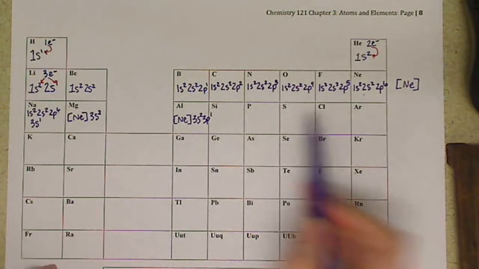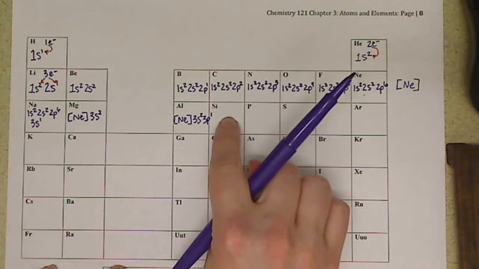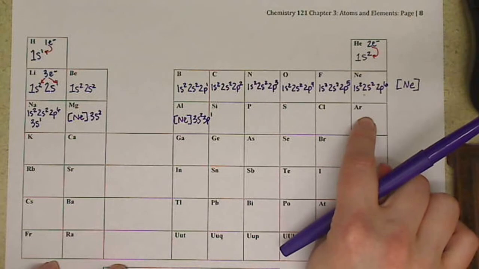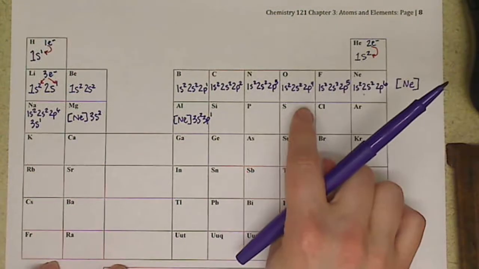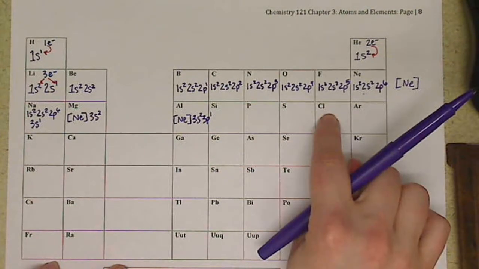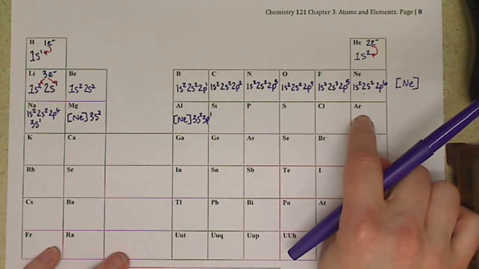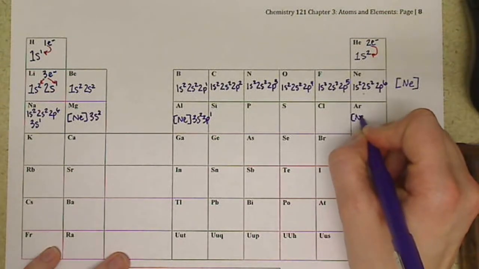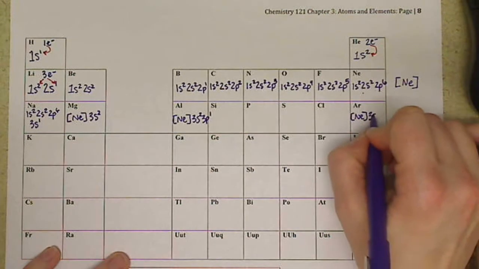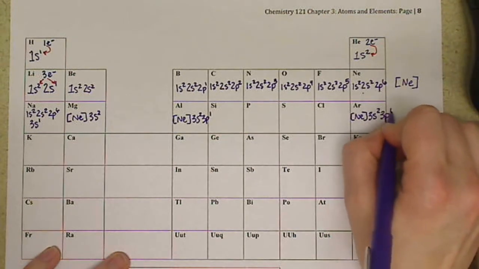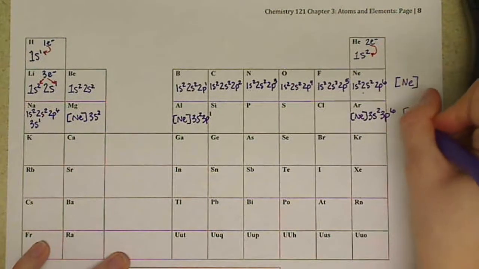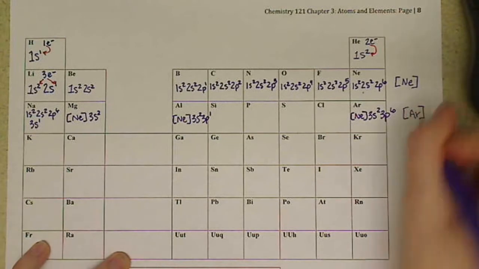We can fill these all in, right? We'd end with 3p1, 3p2, 3p3, 3p4, 3p5, 3p6. Then this one here, we have neon 3s2, 3p6. This configuration now gets condensed for the next row like that.